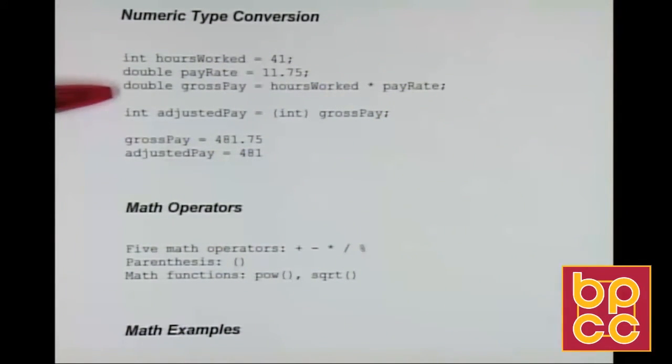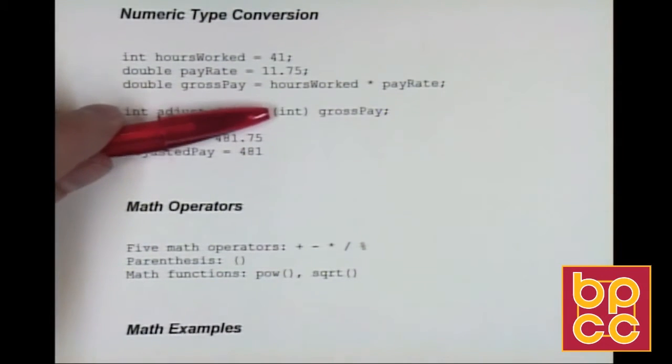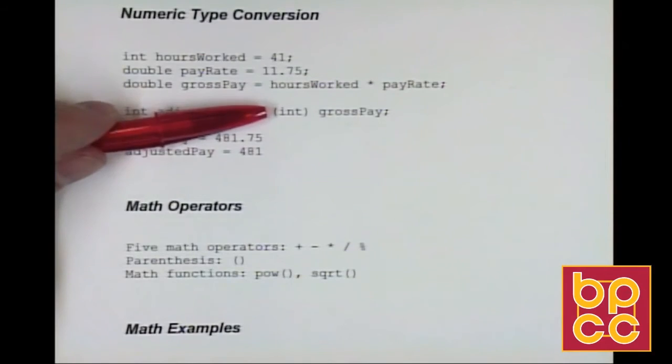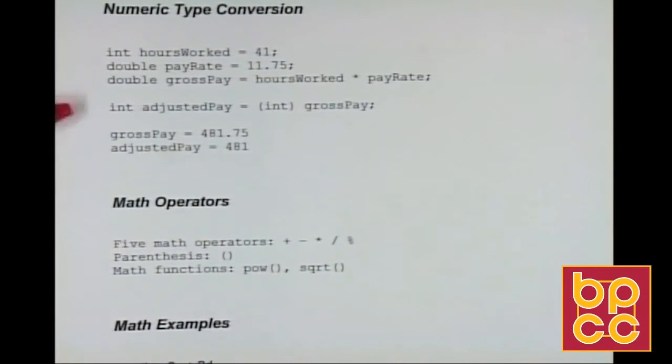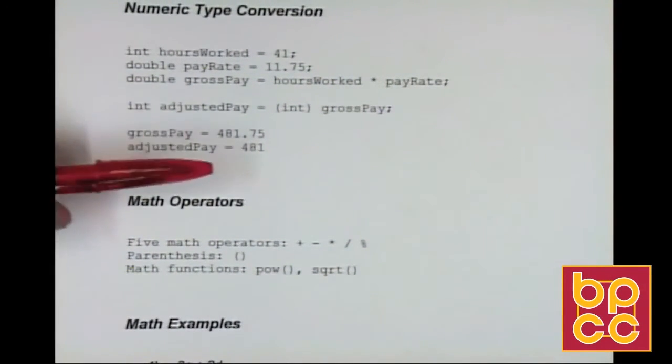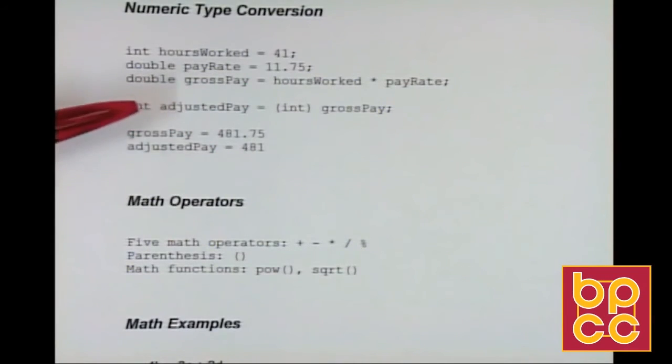Well, anytime that you do mixing of data types, integer and floating point, the result will always be floating point. So like here, gross pay will be double. And then if I do this, I say integer adjusted pay, and I want to get the integer value of gross pay, then I would do a typecast right here and say int in parentheses, which says take the value here, gross pay, convert it to an integer data type, and then store it in adjusted pay.